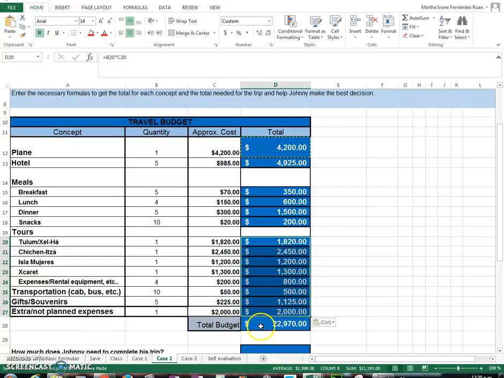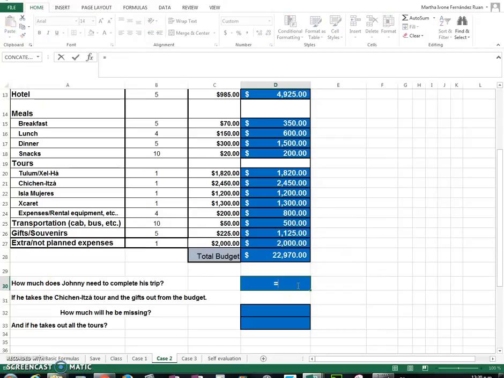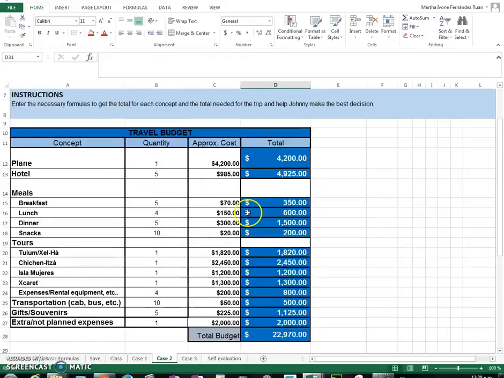Now, his total budget is 22,970 pesos, meaning he's planning to spend more money than he actually has. But how much is this specifically? So we need to subtract the money he has minus the expenses he's planning on doing. This parenthesis means this money is negative, or he's running out of money, so he needs more money if he wants to go on this trip.